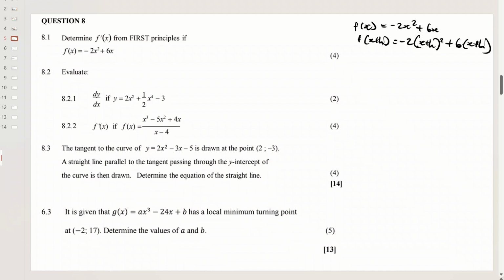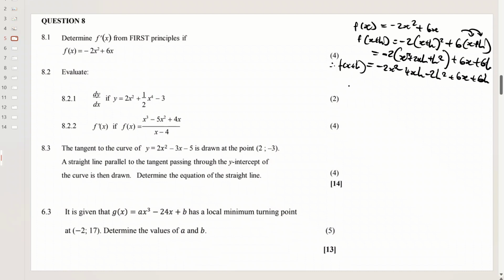So with that, you'll have negative 2 into x squared plus 2xh plus h squared plus 6x plus 6h when you distribute the 6 inside. So now distribute the negative 2 inside, you'll have negative 2x squared, negative 4xh, negative 2h squared plus 6x, sorry, then plus 6h. So therefore this is f at x plus h.